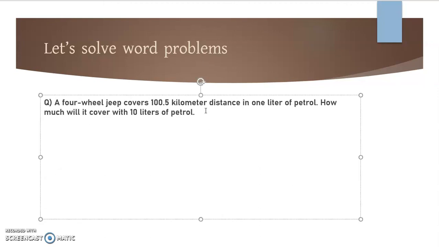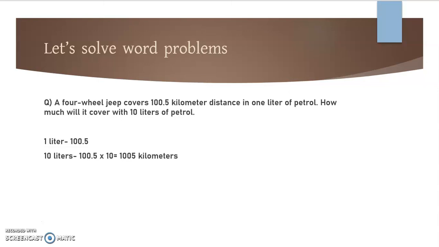A four-wheel jeep covers. Okay, this is simple. We don't even need to use that much. 1 liter gives 100.5. 10 liters, we have to multiply 100.15 into 10. That gives 1005 kilometers. So that's the answer. Let's check.